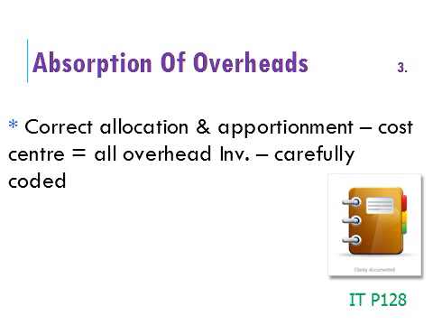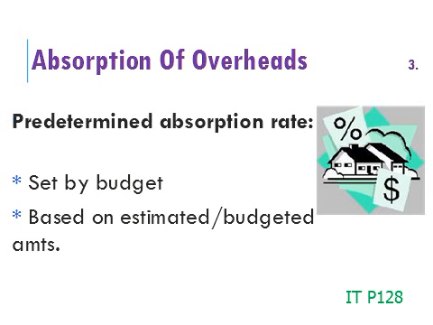For the correct allocation and apportionment of overhead costs to the correct cost center, all the overhead invoices need to be carefully coded. It is usual to use a predetermined overhead absorption rate in absorption costing. It is usually set by the annual budget, and is based on estimated or budgeted amounts.